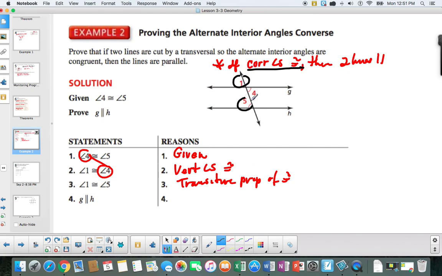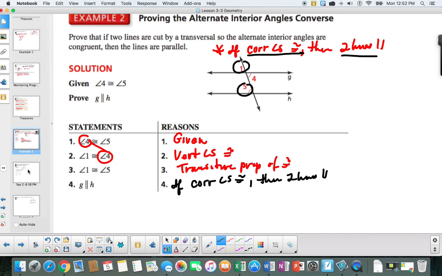Angles 1 and 5 are corresponding angles, and since I've shown that they're congruent, I can make the conclusion that the lines are parallel. If corresponding angles are congruent, then the two lines are parallel.